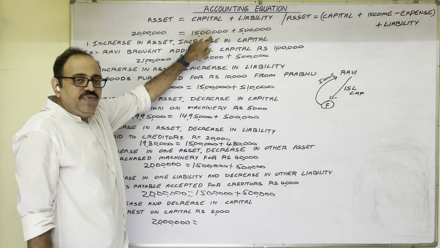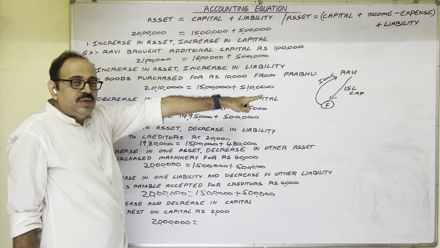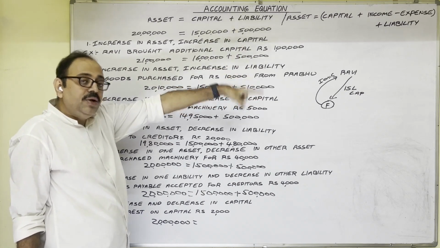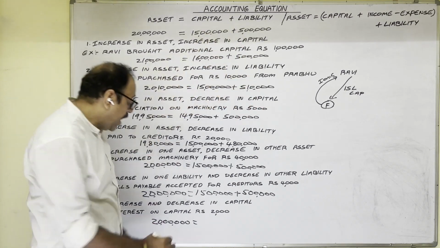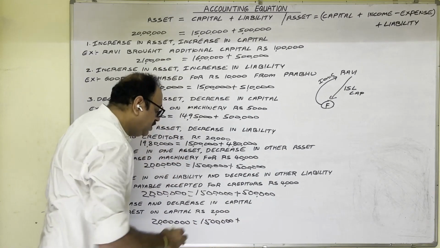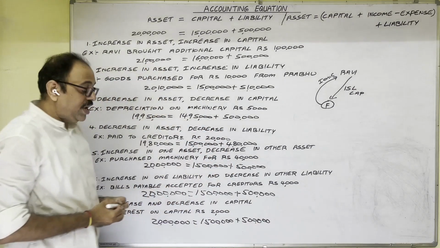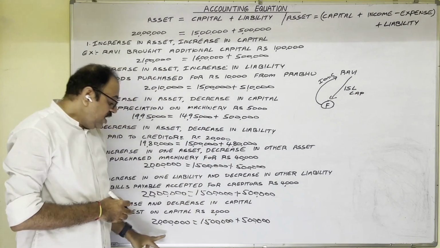Previously capital amount was 15 lakh. It is increased by 2,000 rupees and it is decreased by 2,000 rupees. Finally capital amount is the same. Plus there is no change in outside liability now, 5 lakh rupees. Finally equity is equal to asset.